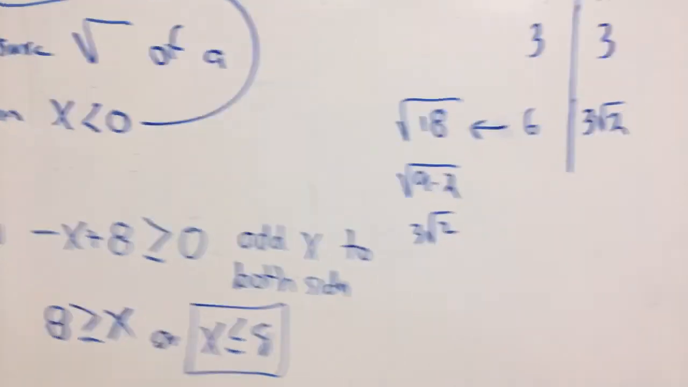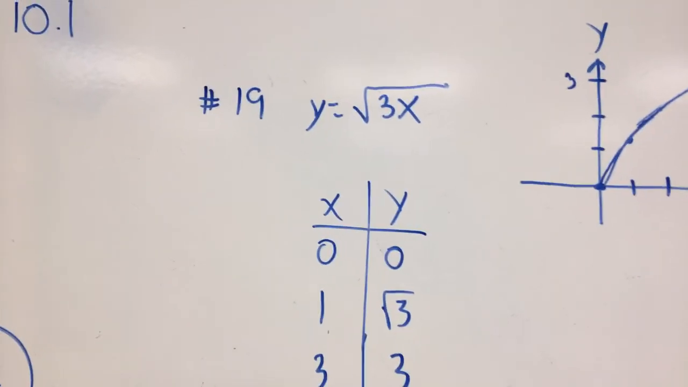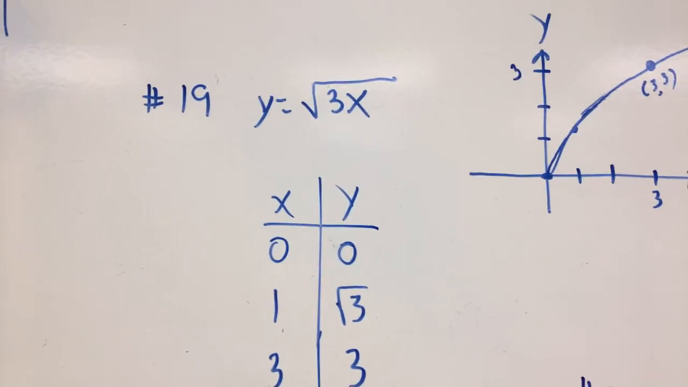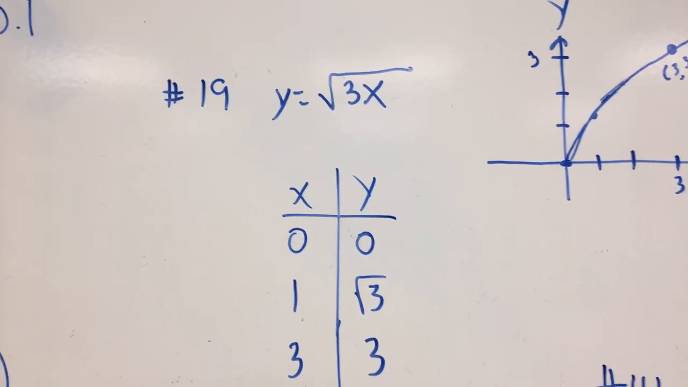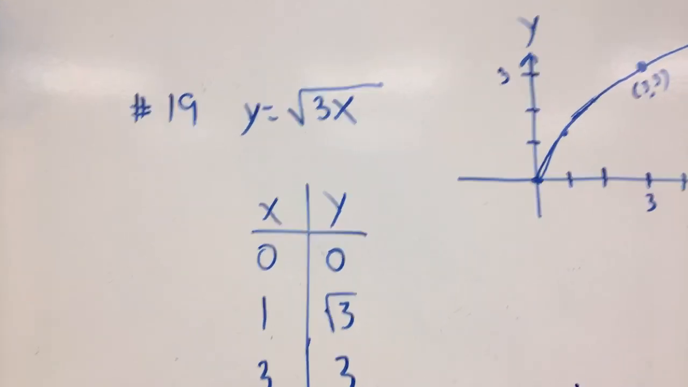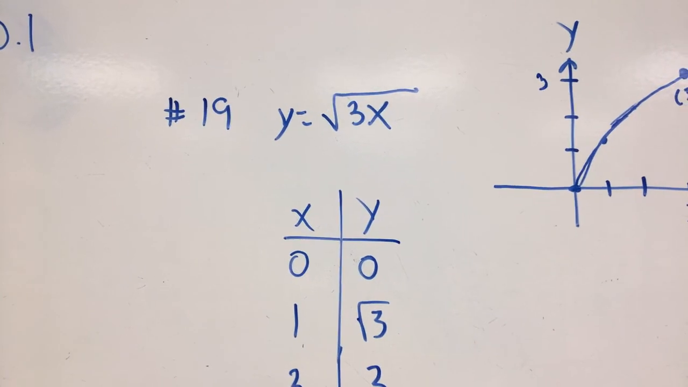Okay? All right. Number 19. Number 19 says we get to draw a little picture. This is kind of important because that's the whole gist of this thing, graphing square root functions. Now, how are you going to graph y equals the square root of 3x?